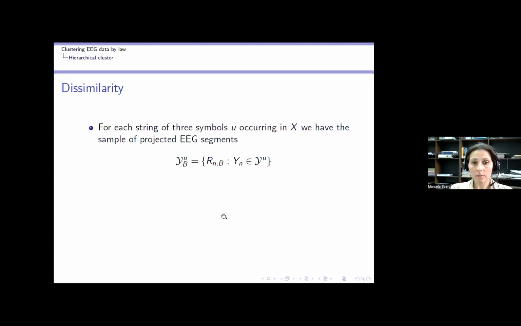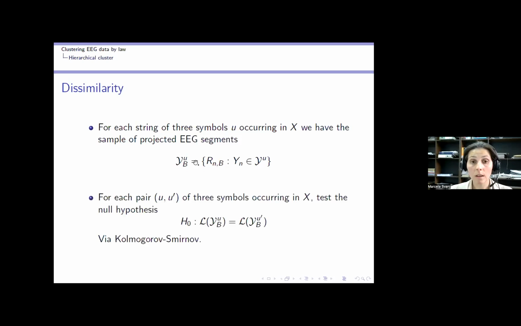We do this for each string of 3 symbols. The corresponding EEGs are the functions we are projecting. So we will have for each of them a one-dimensional projection. Now, once we have one-dimensional sets, we can compare the distributions by means of the classical Kolmogorov-Smirnov test, which is a goodness of fit test aimed to determine whether 2 one-dimensional sets come from the same distribution or not.